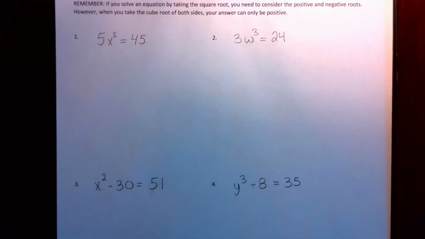Alright, so pause the video, try this. This is really the only thing for today, so it's a short lesson. Pause the video, see if you can get these right, really challenge yourself to see if you can get all 4.